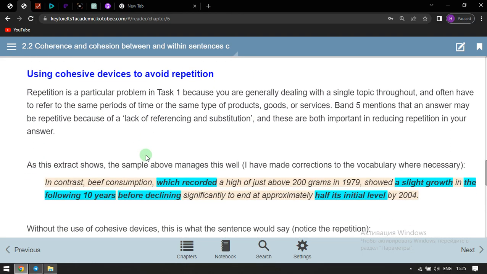Using cohesive devices to avoid repetition. Repetition is a particular problem in task 1 because you are generally dealing with a single topic throughout and often have to refer to the same periods of time or the same type of products, goods or services. Band 5 mentions that an answer may be repetitive because of a lack of referring and substitution, and these are both important in reducing repetition in your answer.